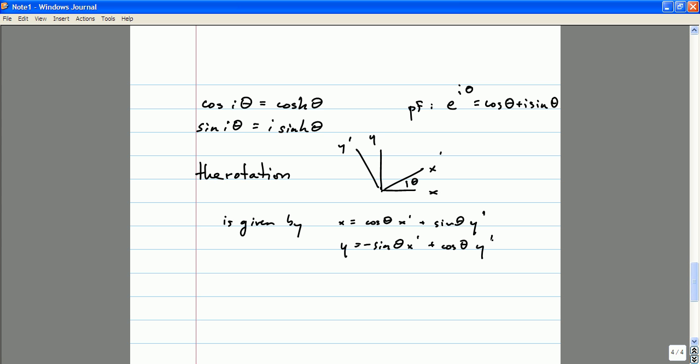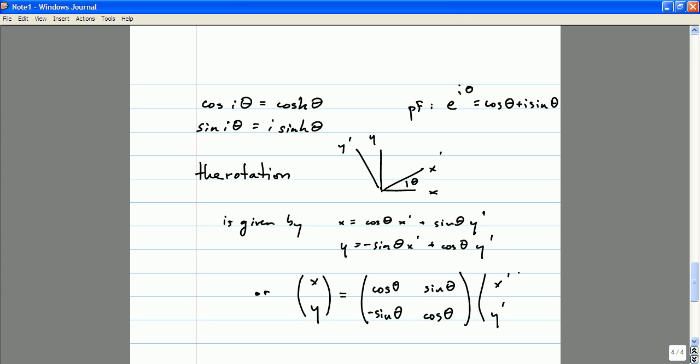Or, if I want to write that a little more succinctly, I could assemble x and y into a column vector and write this equation as an equation of matrix multiplication on a column vector. And then you would see that the column vector whose elements are x and y are related to the column vector whose elements are x prime and y prime by the multiplication by the matrix whose entries are cosine theta, sine theta, minus sine theta, and cosine theta. To check that, just perform that matrix multiplication, and you'll see that all I've done is rewrite these equations.